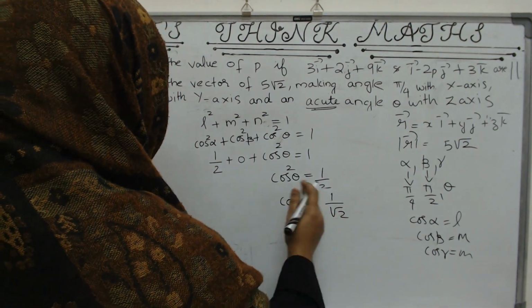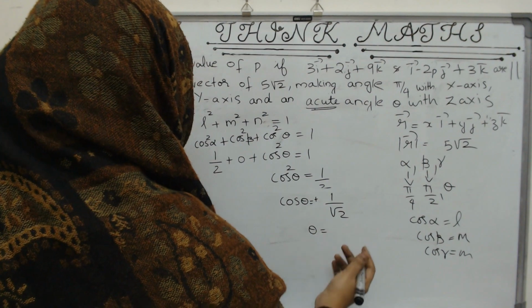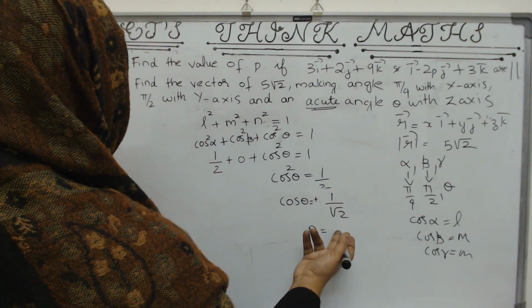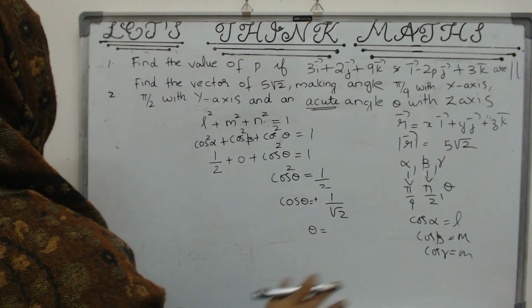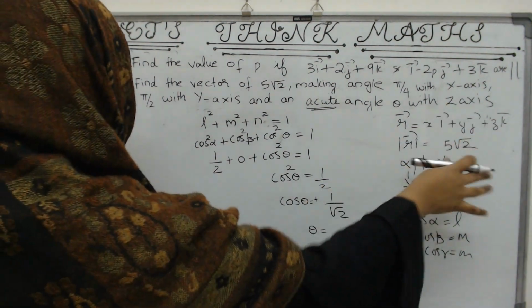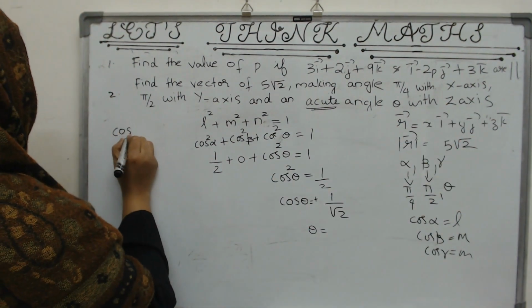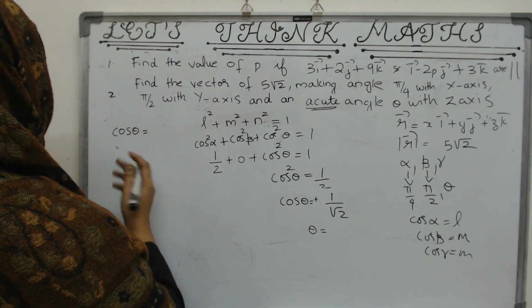So now you know what theta is, right? Which angle has the cos value 1 by root 2? We know it is 45. Just by looking at it we know, but then we will do it the way that we want. We want z. How are z and cos theta related? What is cos theta?